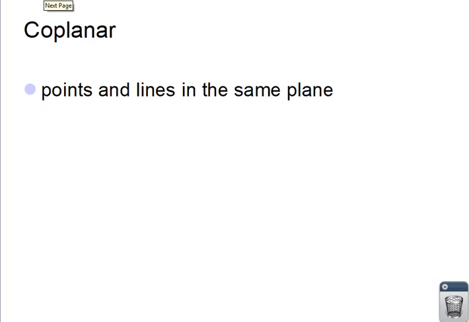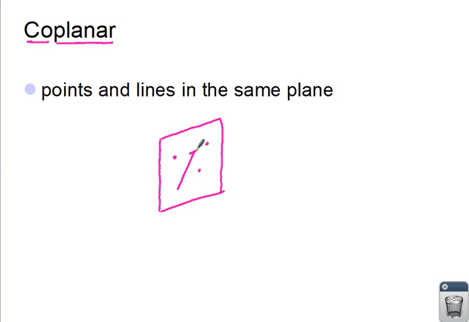All right, coplanar, same deal. Co is together, planar is plane. So these are points and lines that are on the same plane. When you see this in the book or in other diagrams, they're going to draw a plane kind of like that, like a rhombus. And then you'll have some points on it and maybe a line on it, who knows. Okay, but those would all be coplanar because they're all on the same plane.